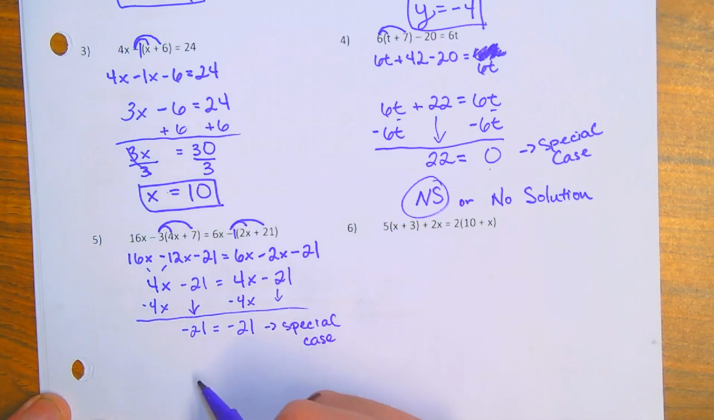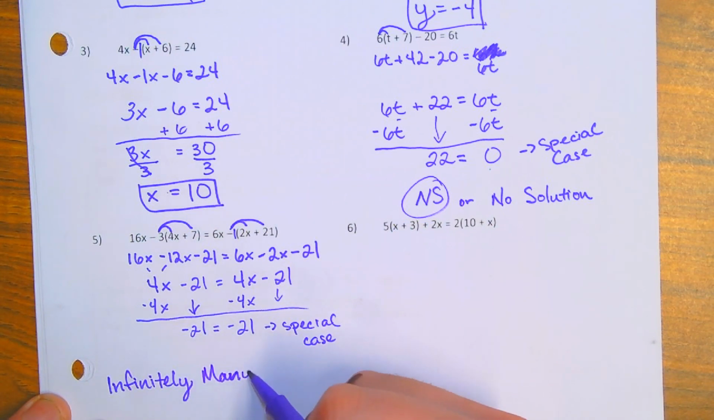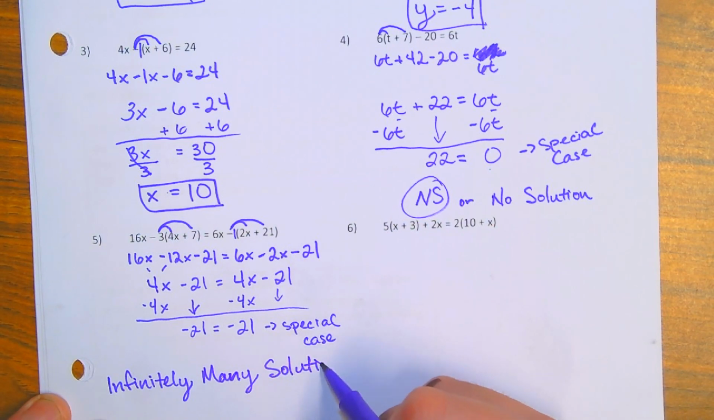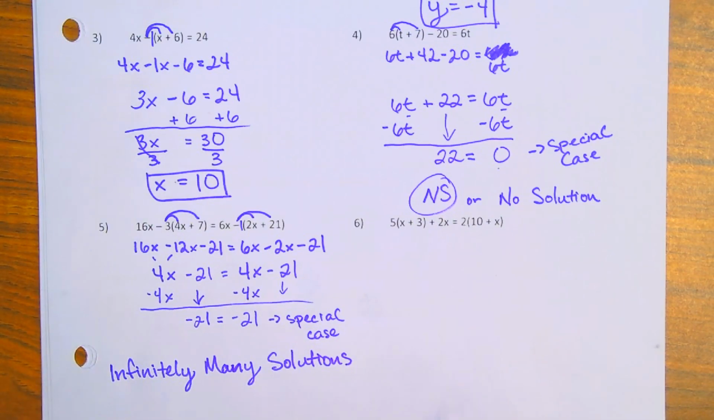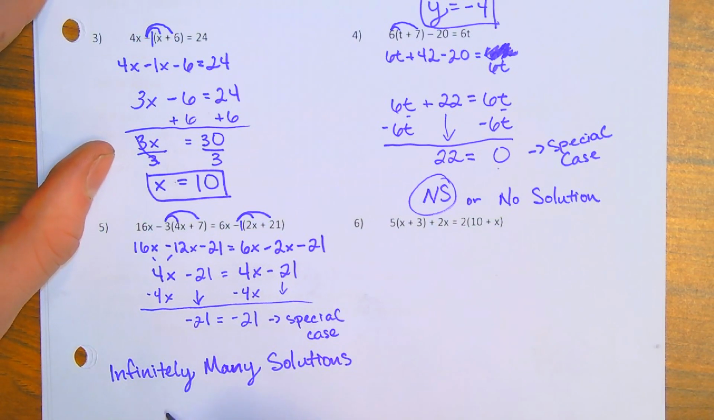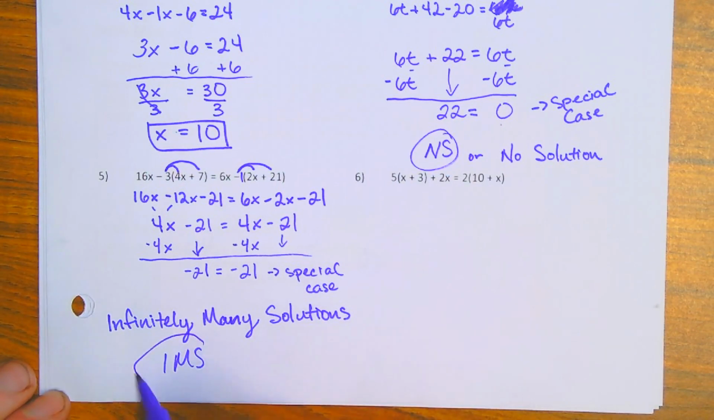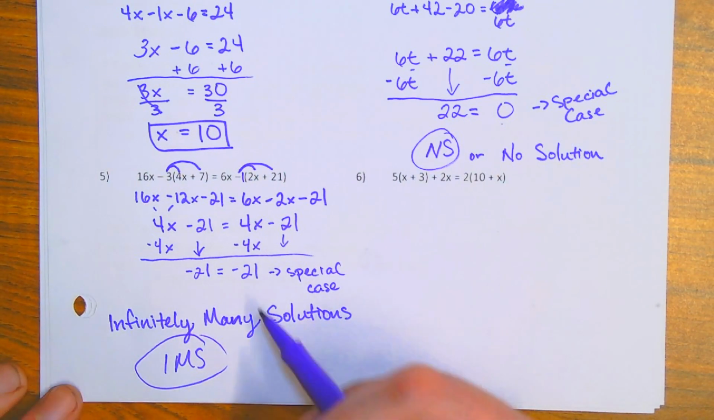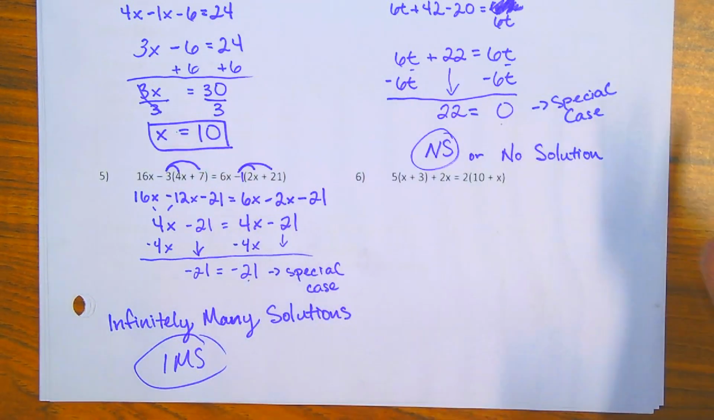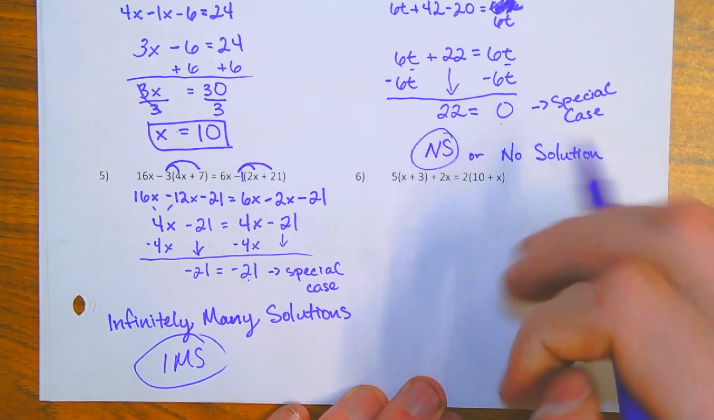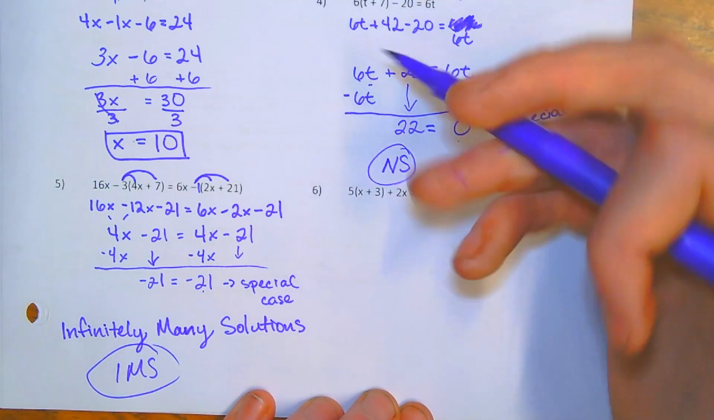Now this special case, though, is called infinitely many solutions. Infinitely many solutions is just the same thing as IMS. And from there, you guys can see that's what I'm going to circle as my answer. It's when I have two numbers where all of my letters, or my variables, cancel out, and I'm left with two numbers as my answer. Let's move on to 6 now as our last problem on 1.1a.